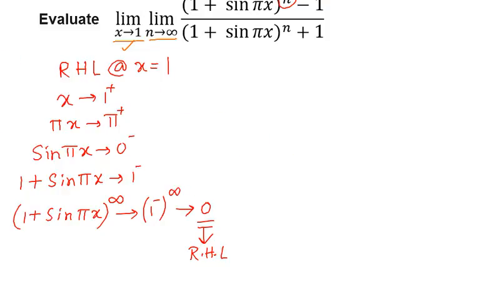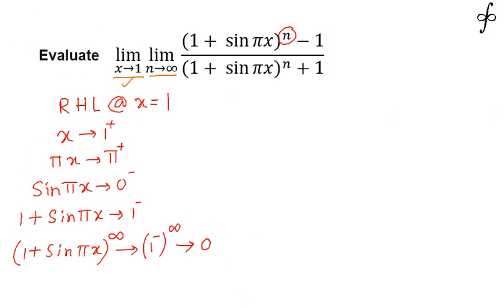For this (1 plus sine pi x) to the power n part, the limiting value is going to be 0. So this quantity is going to 0 and this quantity is going to 0. So what is happening to this whole function? This whole function is tending to 0 minus 1 divided by 0 plus 1, which is nothing but minus 1. So the RHL of this limit is going to be minus 1.